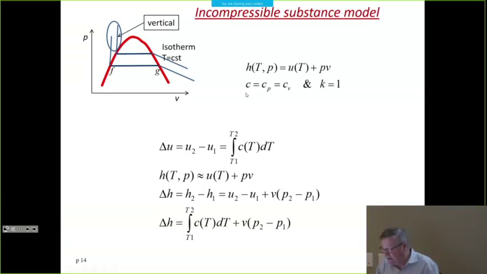dh, on the other hand, is h2 minus h1, so it's u2 minus u1 plus v, which is this v, times P2 minus P1. And so dh is the integral of C(T) dT, which is du, plus the specific volume times the difference in pressure. So that's a simplified formula that we can also use. I encourage you to look at how these formulas are derived, because it's easier to remember just a few fundamentals and then derive these than to try to remember each of these specific cases.